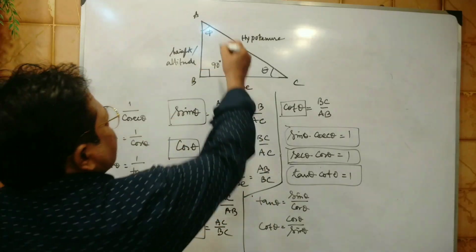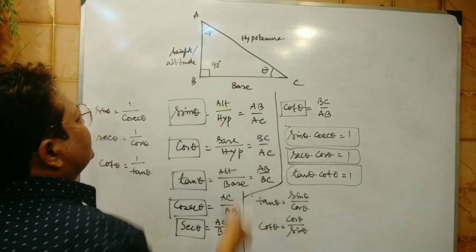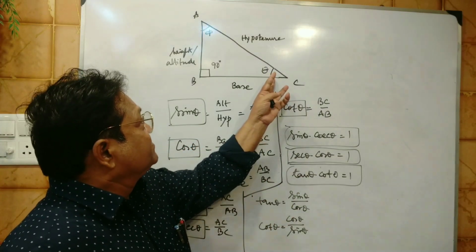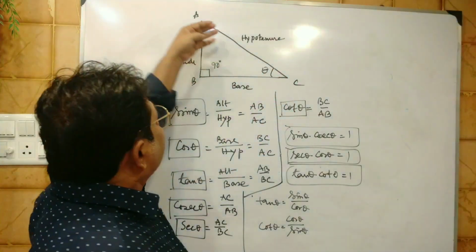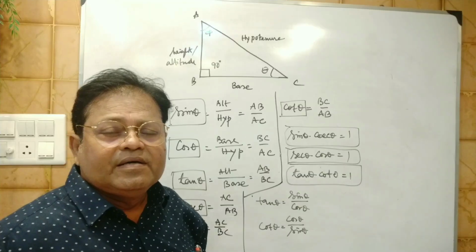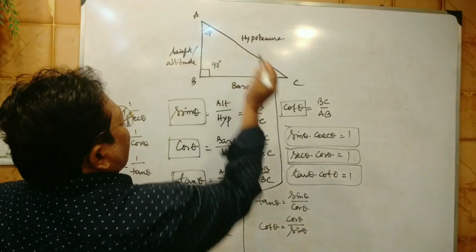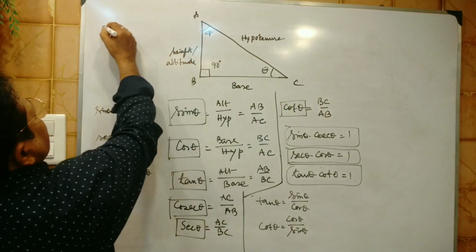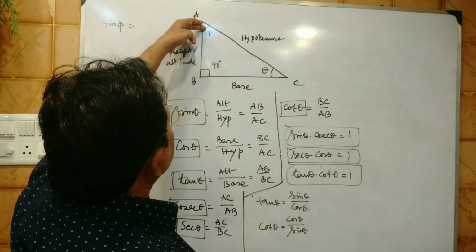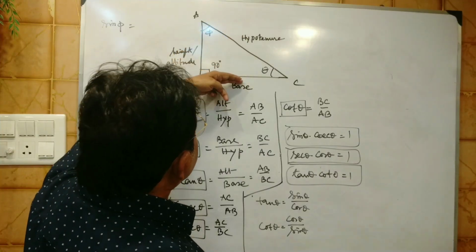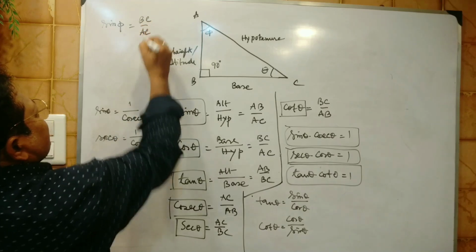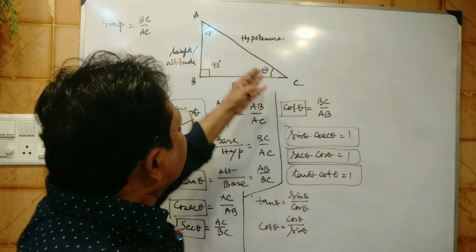Here AC is called the hypotenuse, AB is the altitude, and BC is the base. When theta is the angle, then BC is the base. But when phi is the angle, then AB is the base and BC is the altitude. Try to remember it. If I write it in this form, sine phi, altitude by hypotenuse, then the altitude is BC, so BC by AC. The ratio will change if the angle is changed.